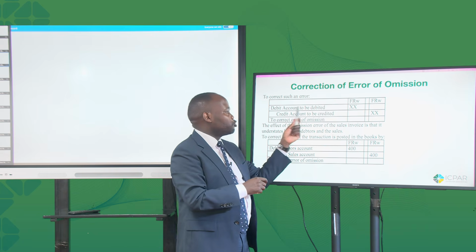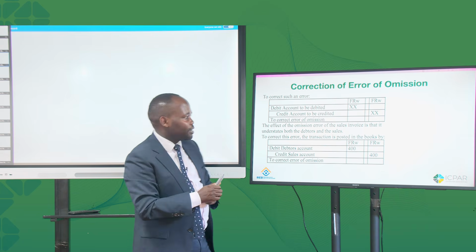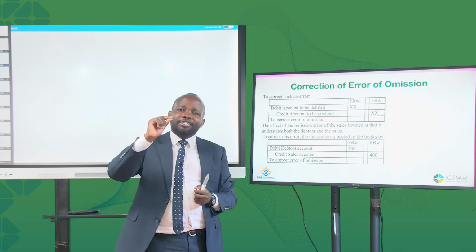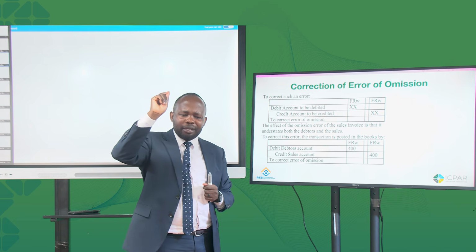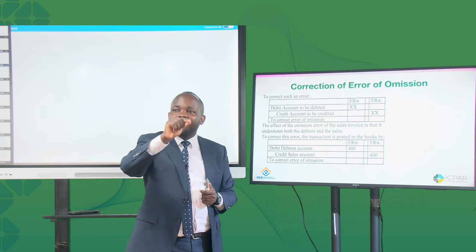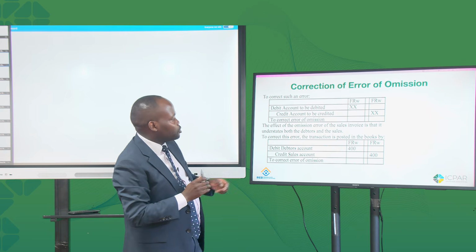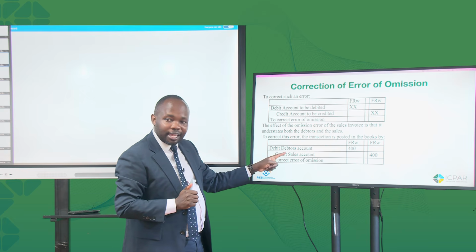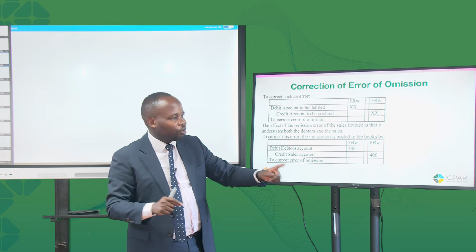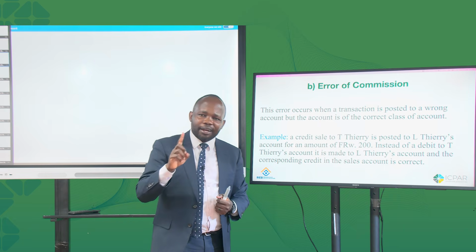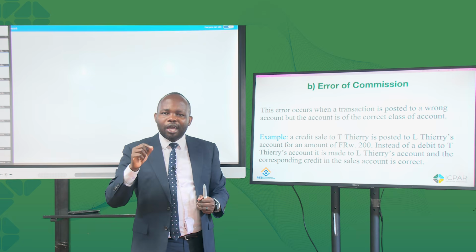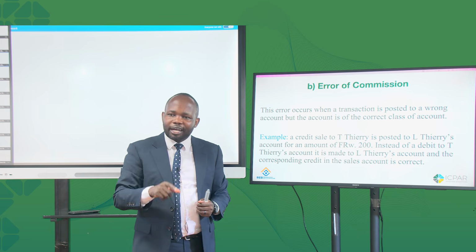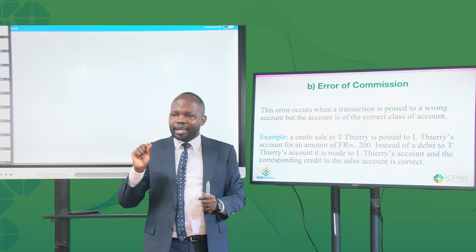So there is an account to be debited and an account to be credited. Remember, the correct entry was supposed to be debit receivables or debtors and credit sales. So you just debit receivables or debtors and you credit sales with the amount that you forgot to record. So what is an error of omission? It is where you forget to record a transaction in both the debit and the credit.